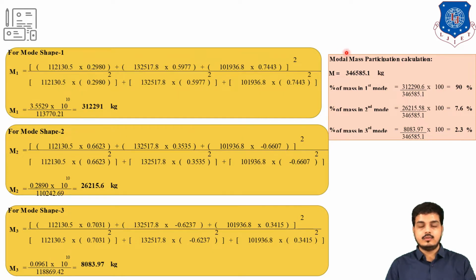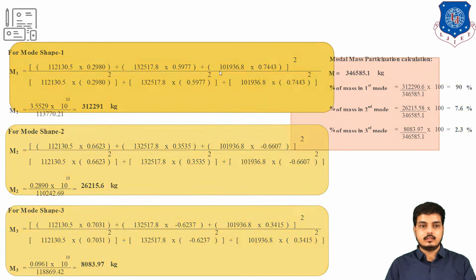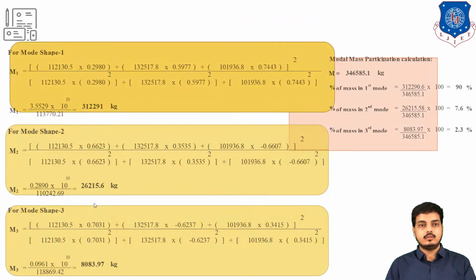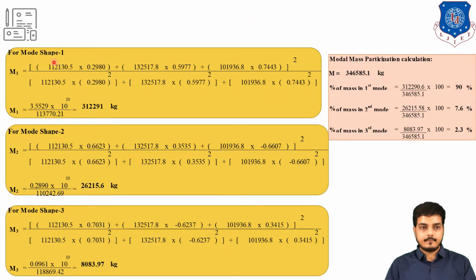In this I will be using the phi 1 value, in this phi 2, and here we will be using the phi 3 value, and the respective masses. Here it is my mass 1, mass 2 and mass 3. Mass 1, 2, 3 is nothing but the respective floors. So this is 1, 2 and 3.